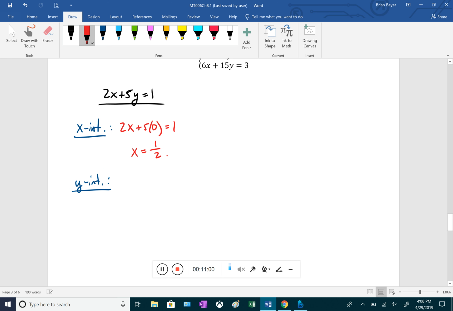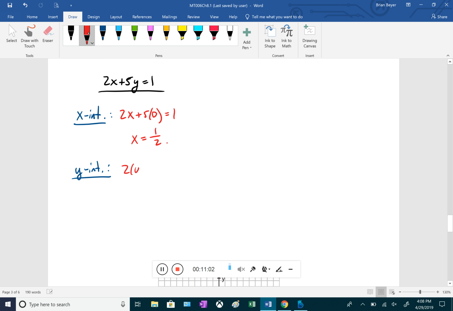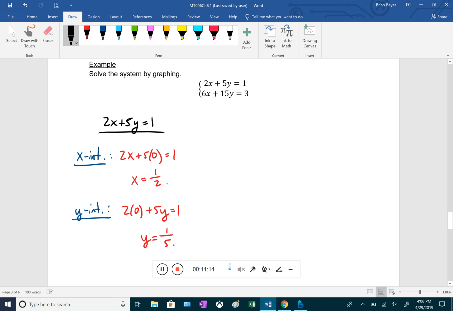For the y-intercept, that means x equals 0. That's 2 times 0 plus 5y equals 1. Solve it for y. We get 5y equals 1. Divide both sides by 5. We end up getting y equals 1/5. So let's do the same thing for the other one now.